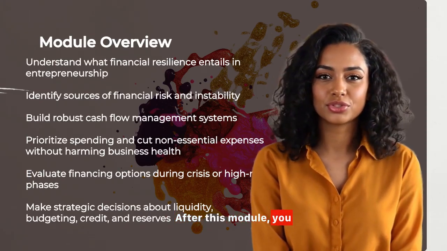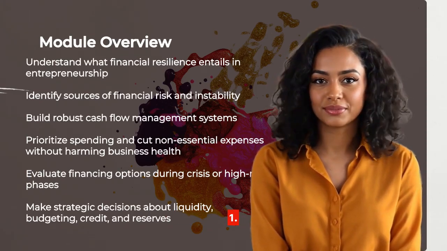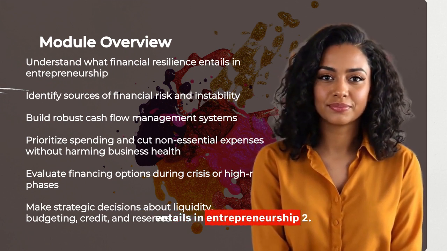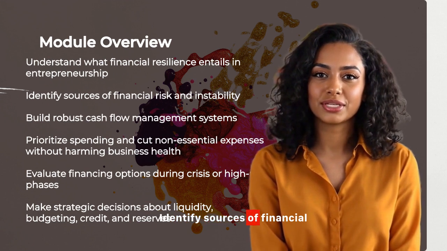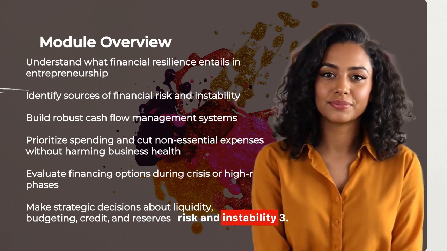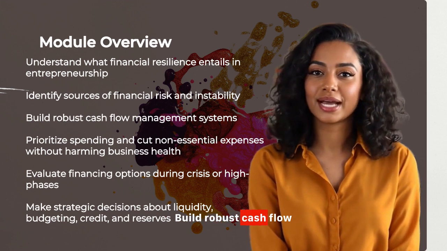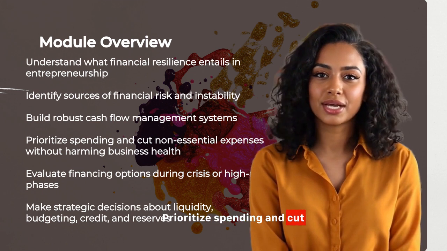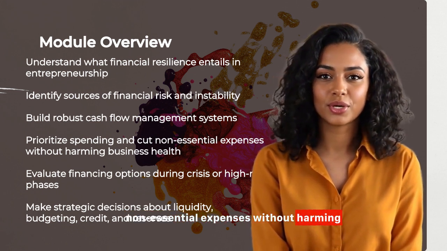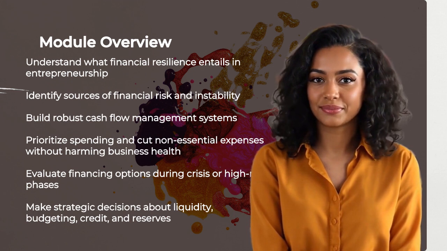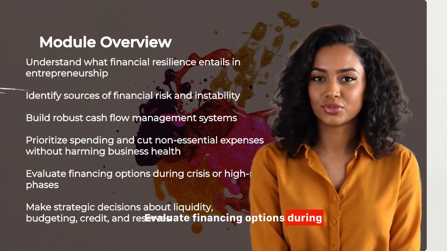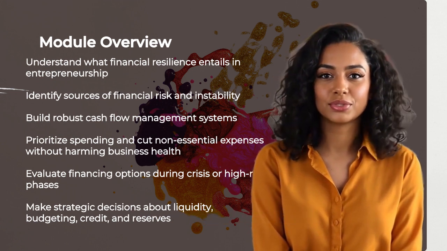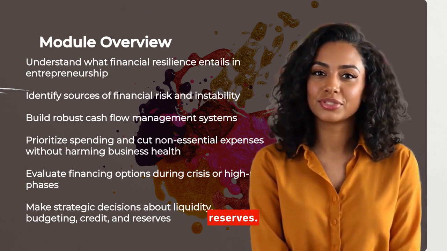After this module, you should be able to: 1. Understand what financial resilience entails in entrepreneurship. 2. Identify sources of financial risk and instability. 3. Build robust cash flow management systems. 4. Prioritize spending and cut non-essential expenses without harming business health. 5. Evaluate financing options during crisis or high-risk phases. Make strategic decisions about liquidity, budgeting, credit, and reserves.